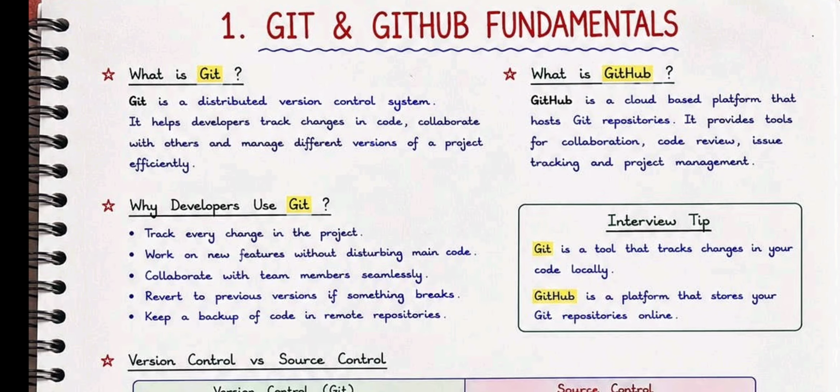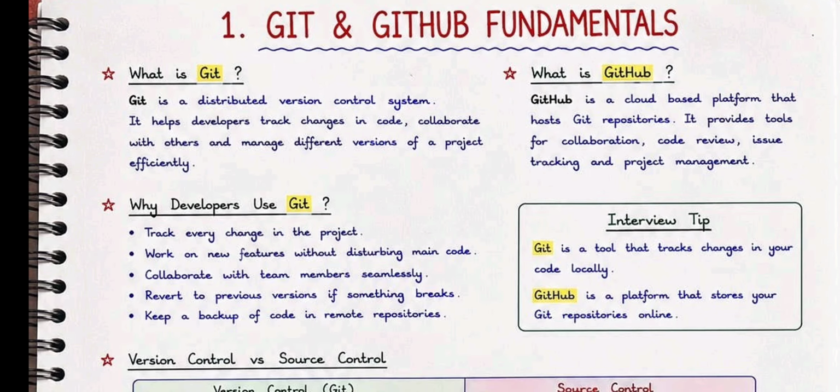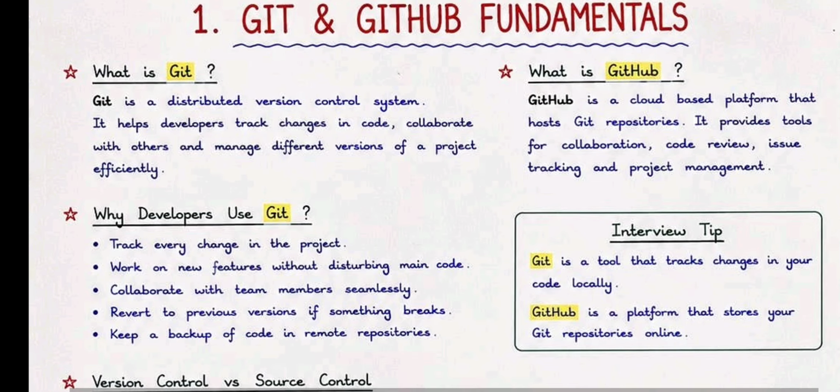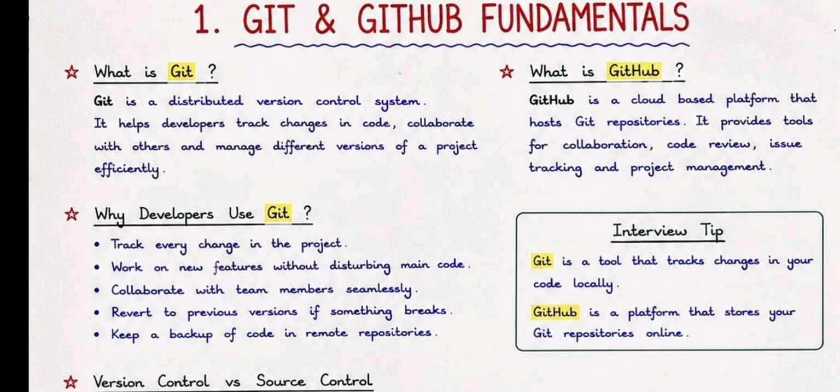So initially, I'll go at very high level, guys. Initially, we have talked about what is Git. As we know, Git is a distributed version control system. It helps developers or automation testers track changes in the code, collaborate with others, and manage different versions of a project effectively. Then, what is GitHub? GitHub is a cloud-based platform that hosts Git repositories. It provides tools for collaboration, code reviews, issue tracking, and project management.